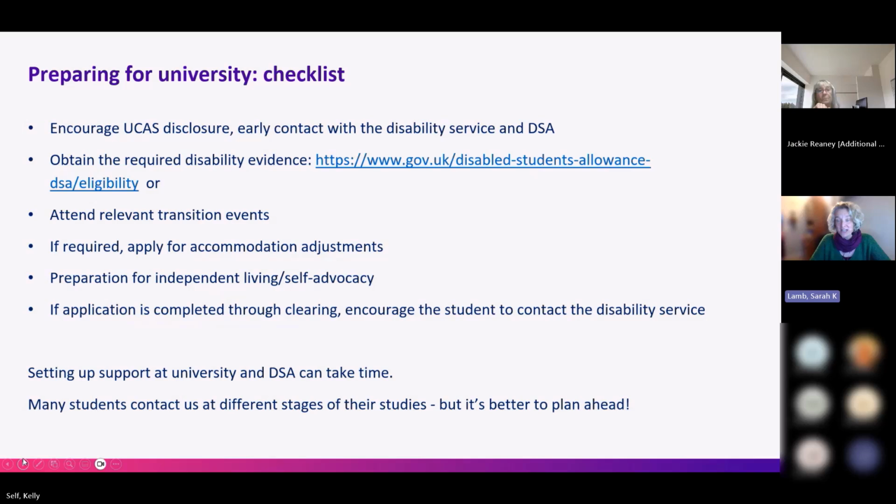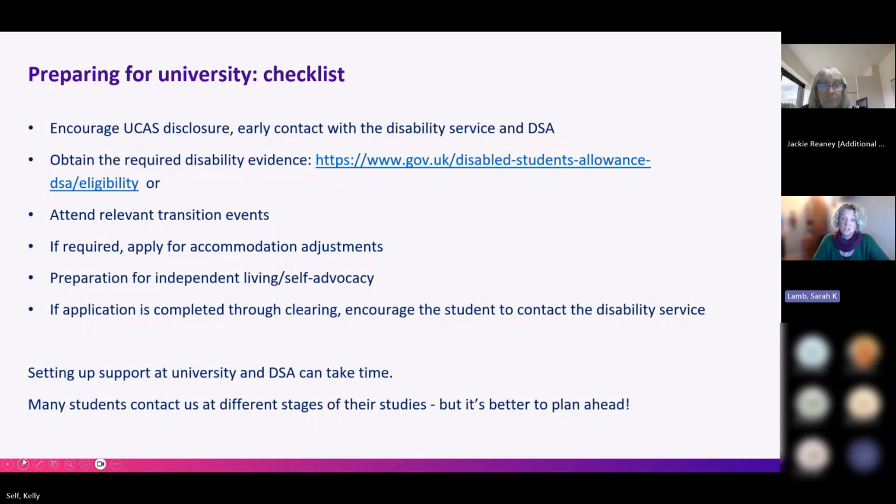Like Alison said earlier, some universities will provide funding for a diagnostic assessment for dyslexia. It tends to be that full educational psychologist reports aren't done in schools and colleges, usually because of the availability, but also because of the cost. But that is needed if they want to apply for disabled students allowance.